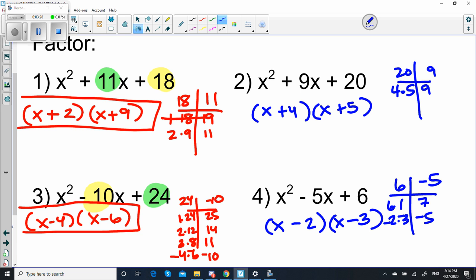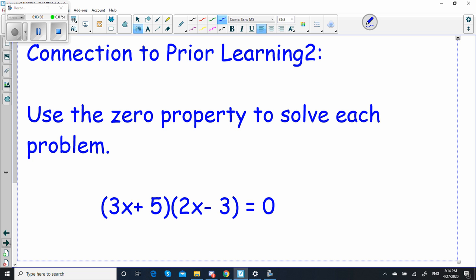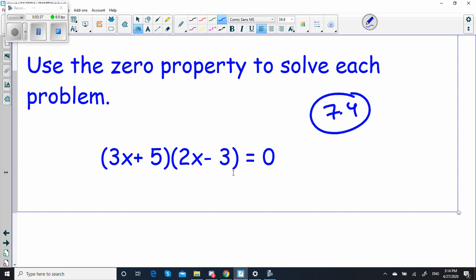So I hope you got those right. If you did, give yourself a pat on the back. Okay, and then this is from section 7.4. Let's see if you remember. So this is already factored. It's already a factored quadratic.